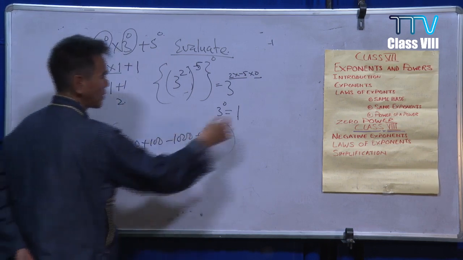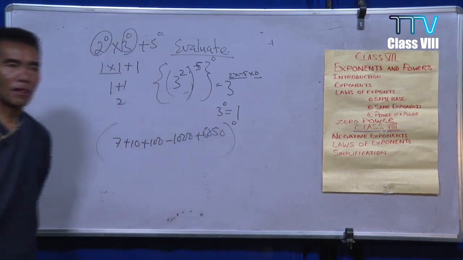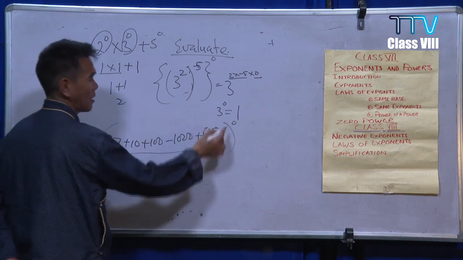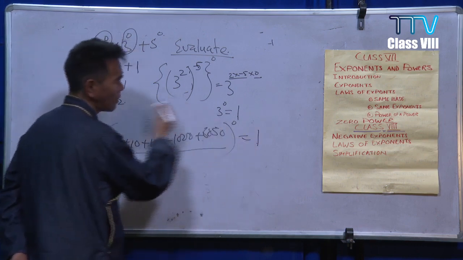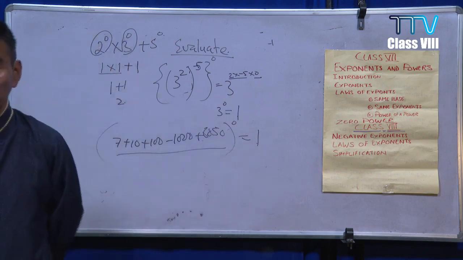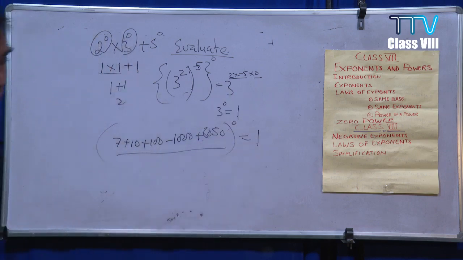The base is the same, so the number with power 0, the answer will be 1. Any number with power 0 is 1.